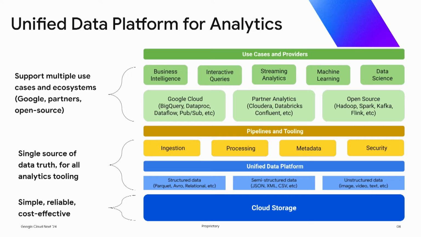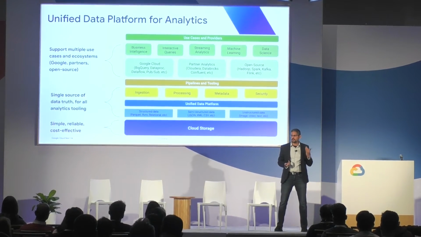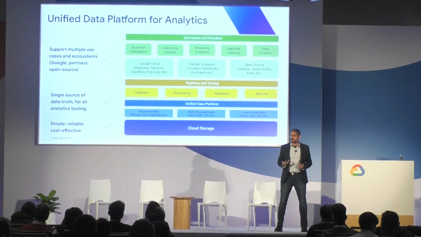Now, with that single unified layer of storage, you can have different types of data: structured data like Avro or Parquet, semi-structured data like JSON or XML, and unstructured data, image, text, video that you might find in AI/ML use cases, for example. All of that combined data serves the analytics pipeline and tooling process. So ingesting your data, processing the data, managing the metadata for insights, and then security for actually governing the data. With the tooling that you have, you can support many different types of workloads, whether they're based in Google Cloud directly, whether they're utilizing partner vendor analytics services, or whether you're running an open source platform like Hadoop, Spark, or Kafka, or any combination thereof. And then that all supports the use cases that you're actually driving for the end user: BI, querying, streaming analytics, data science, and machine learning.